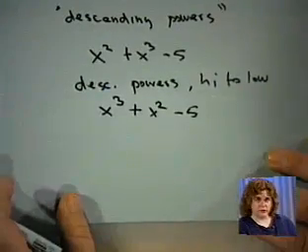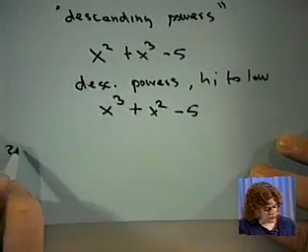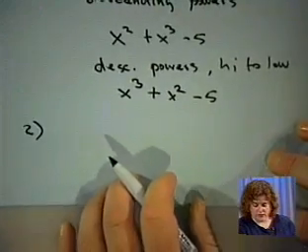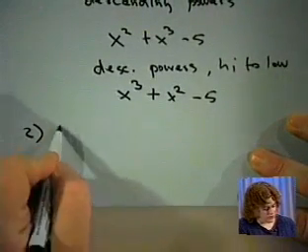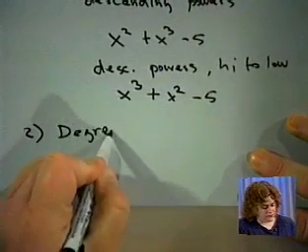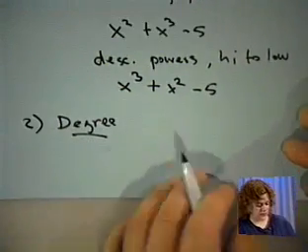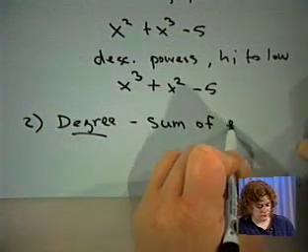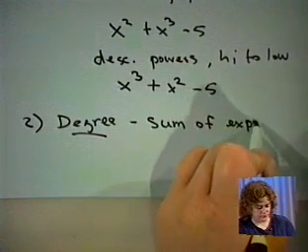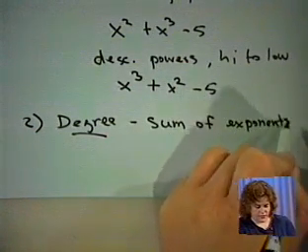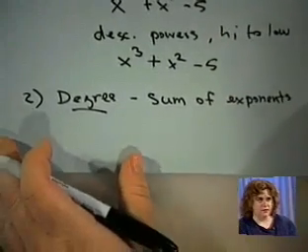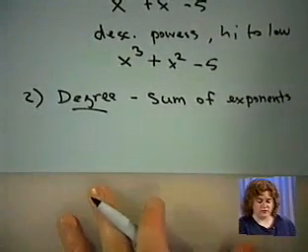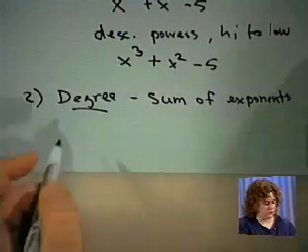Now the second thing we want to do in this segment is look at the degree of a polynomial. And degree is simply the sum of the exponents in a term. And it's going to get broken down into two situations. I want to start with the monomial to kind of explain that better.